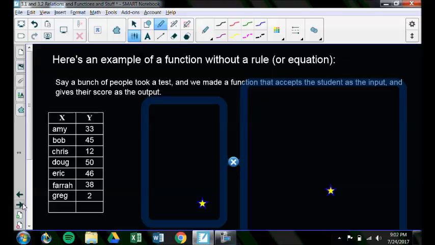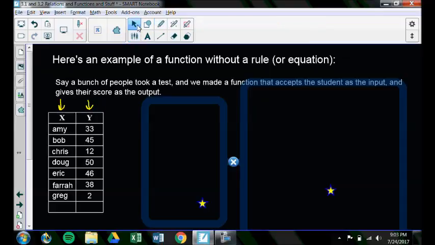So here's an example of a function without any rule or equation. Let's say that a bunch of people took a test. We made a function that accepts the students as the input and gives their score as the output. So the input here, the domain, is the students, Amy, Bob, Chris, Doug, etc. The output here is their score. And let's pretend like those aren't percentages, but raw scores, like maybe 33 out of 50, as opposed to 33%, just to make them feel better.